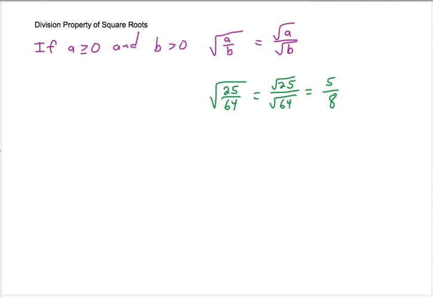Okay, over here we have a division property of square roots. So again, if we're dealing with positive numbers, or 0 in the case of A, we can take a square root that is under a radical and turn it into the square root of the numerator divided by the square root of the denominator. Here's an example. Square root of 25 over 64, same as the square root of 25 divided by square root of 64, which would be 5 over 8. So let's put that in action.